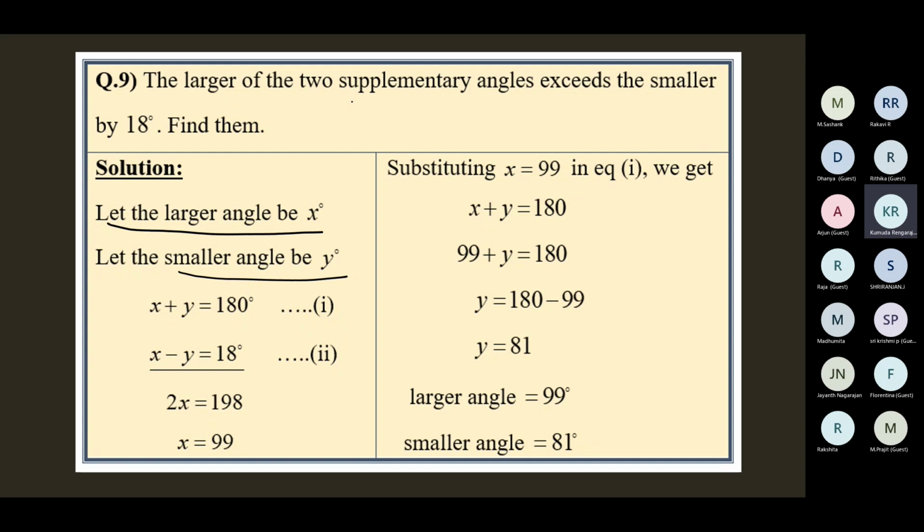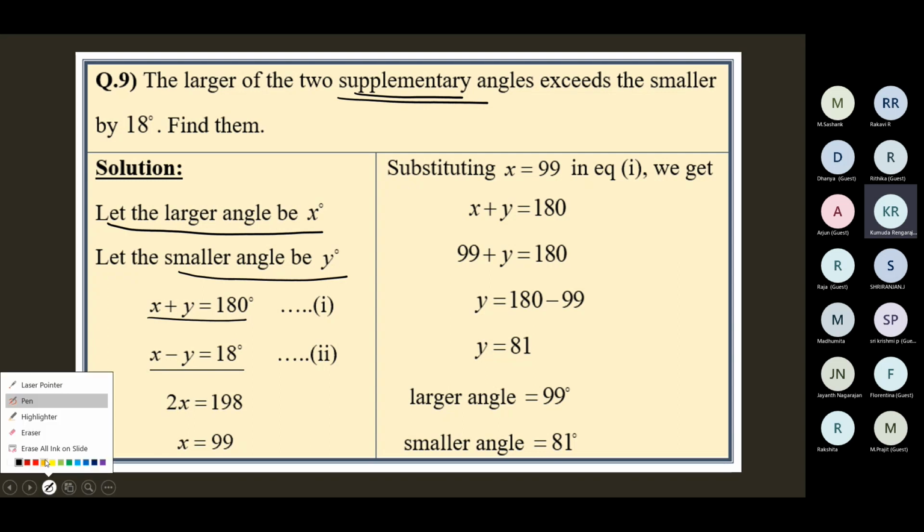Now what is given? They are supplementary angles. So the default equation is the sum of the two angles is equal to 180 degrees. That's the default assumption because they're supplementary angles. If they were complementary angles, their sum is 90 degrees. So that's the first equation.